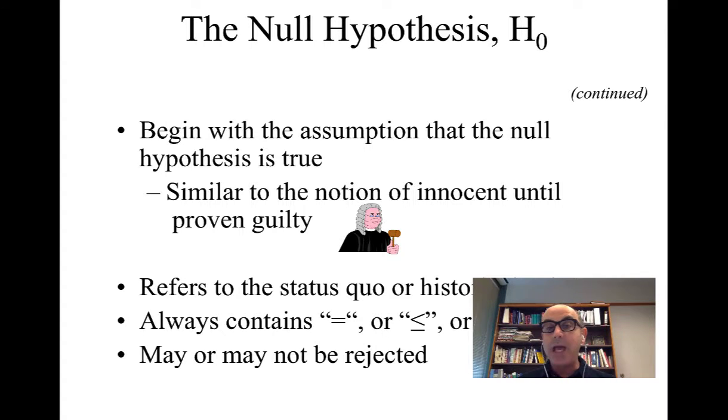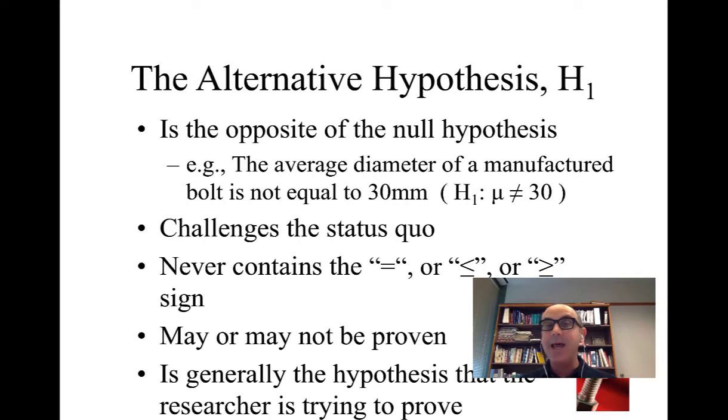Similar to the notion of innocent until proven guilty, and I hope you remember that, it refers to the status quo or the historical value. It always contains equal, or smaller or bigger signs, and may or may not be rejected, and we will learn about that. The alternative is the opposite of the null hypothesis.